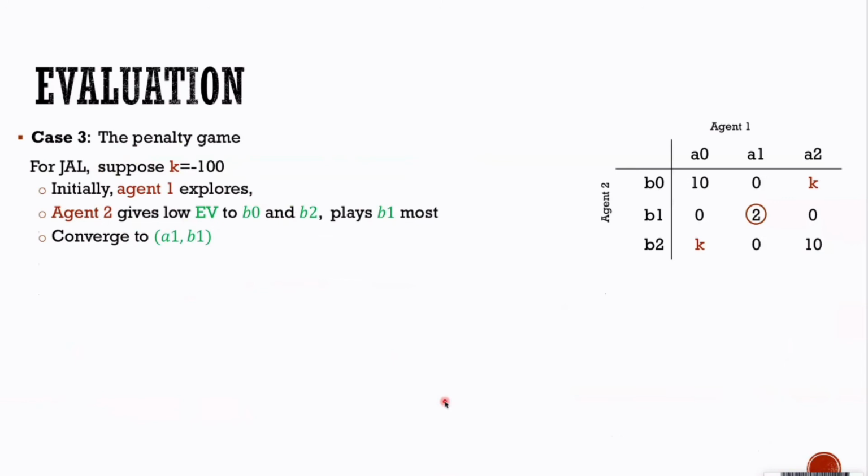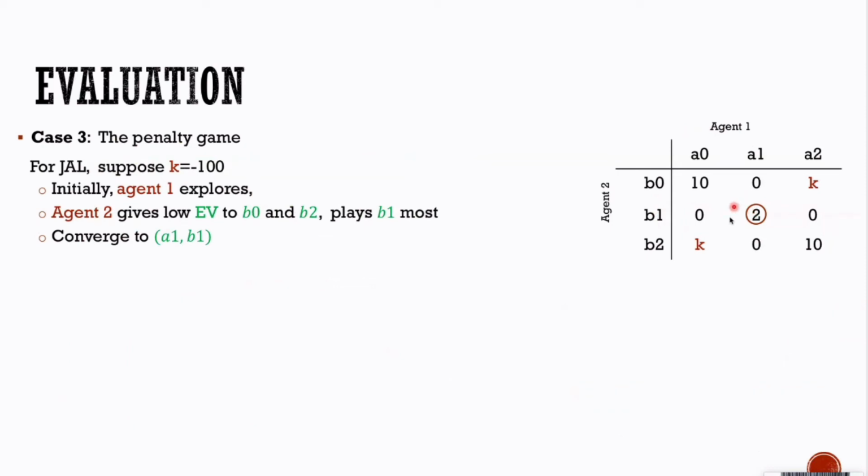In this slide, they show how the structure of the game can affect the convergence. Basically, it's the same as the previous one, but in this case the punishment is k, and suppose k is minus 100. So the same as before, right? Agent one will start to see that option A1 is the best, and also for agent two. So both of them will mainly play A1 and B1.